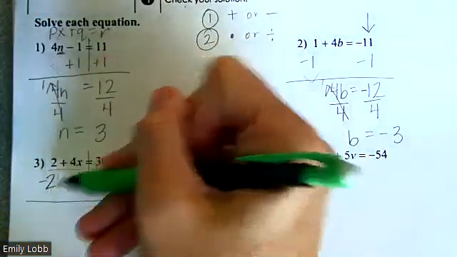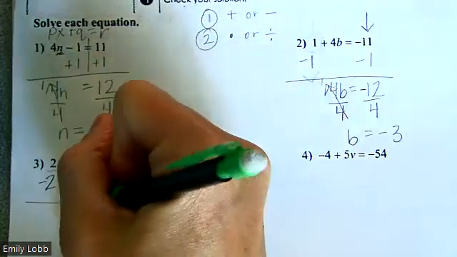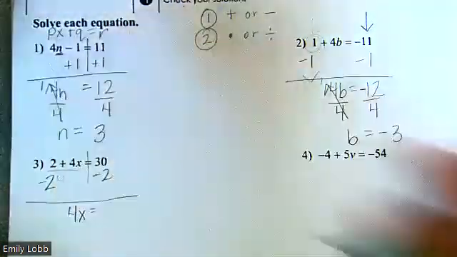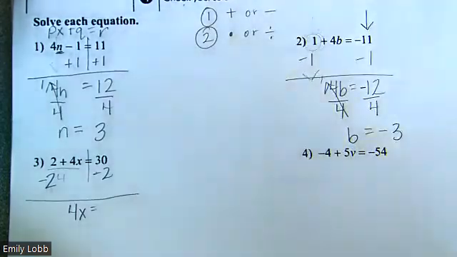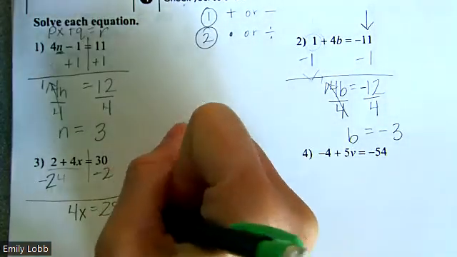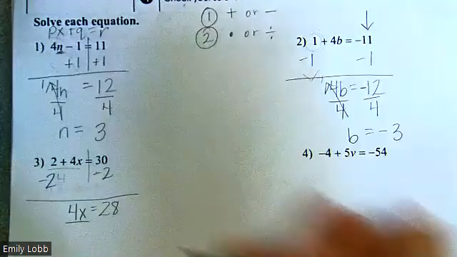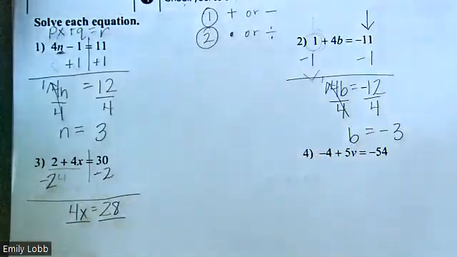So 2 minus 2 is 0. 4x plus nothing is just 4x. What is 30 minus 2? 28, and in my head, I'm like, oh, I'm so relieved that is a multiple of 4, so I can divide easily. I'm gonna divide again.